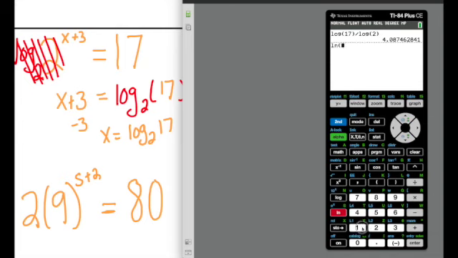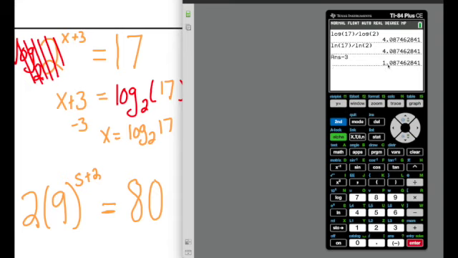Alternatively, you could do the ln of 17 over the ln of 2. You're gonna see it done a lot that way. Doesn't matter which one you choose. You can see you get the exact same answer. Whatever we get, we're gonna take it, we're gonna subtract 3, and we're gonna round to 3 decimal places.